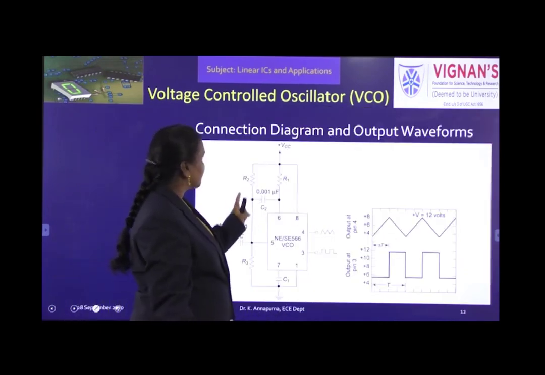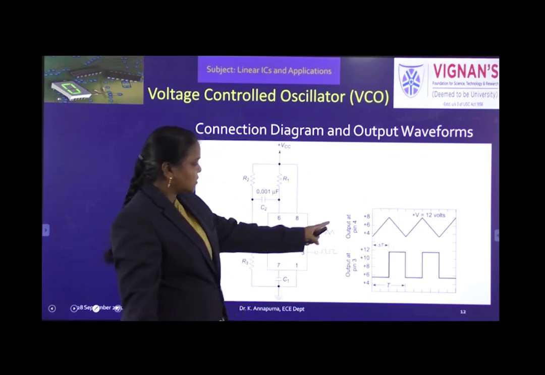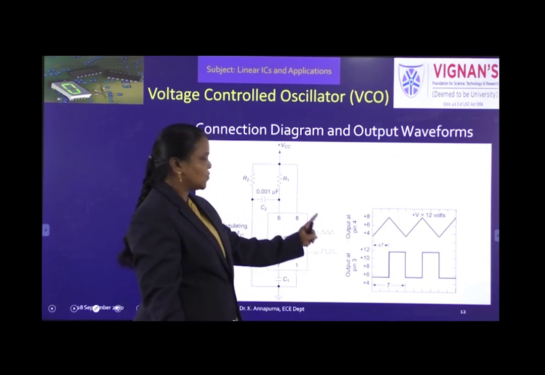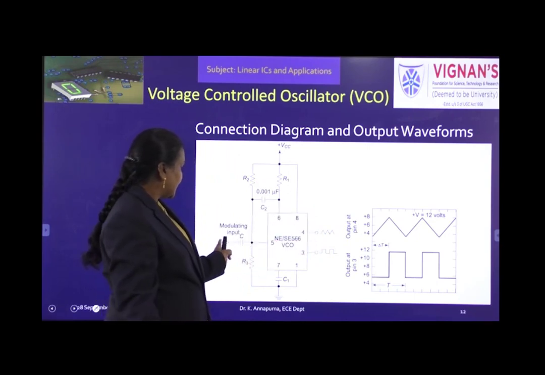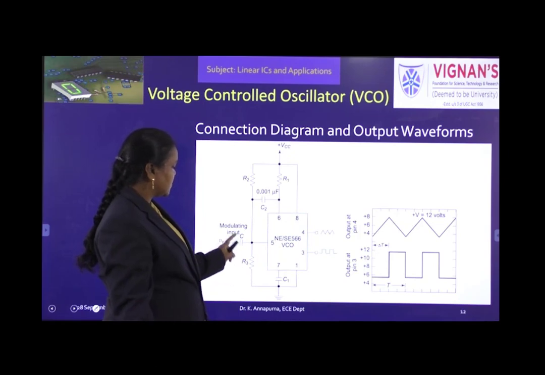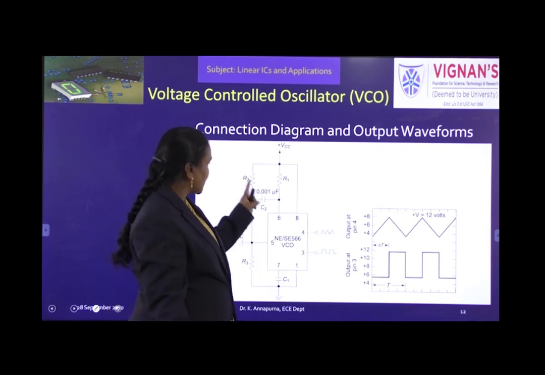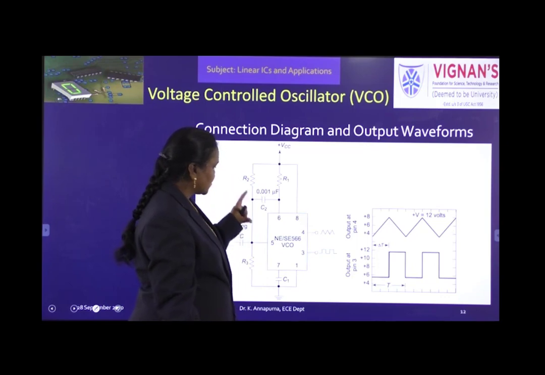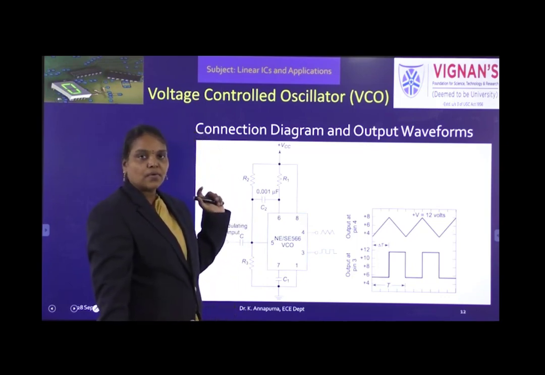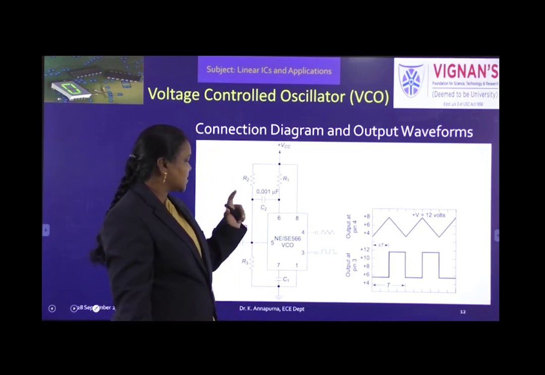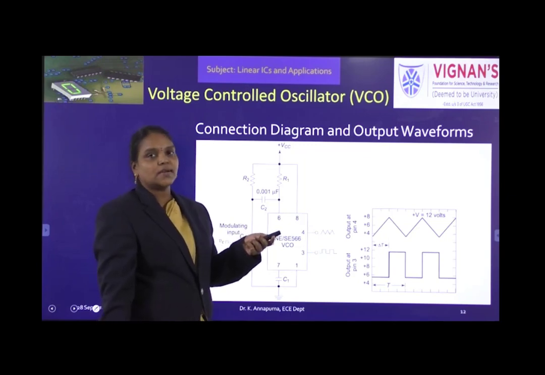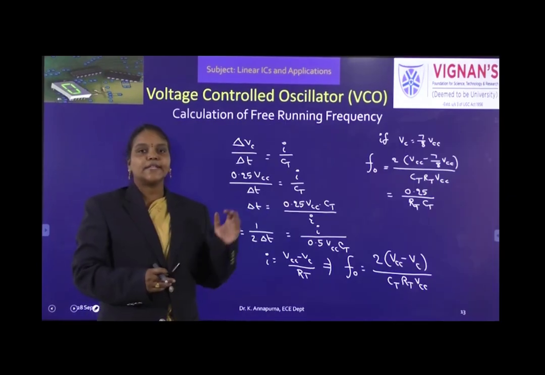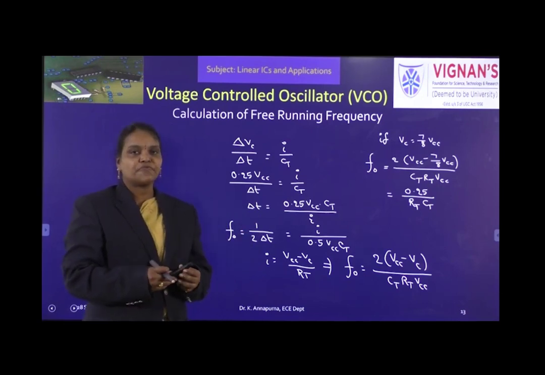This is the connection diagram for the VCO and these are the input output waveforms. We are getting two types of outputs, a triangular wave and a square wave. Here we give the control voltage, and through this capacitor and resistor it is charging and discharging. Through a constant current source, it is charging and discharging. That's why it is giving us a linear increase and linear decrease. Linearly charging and linearly discharging. Now, let us see the calculation of the free running frequency of the VCO.